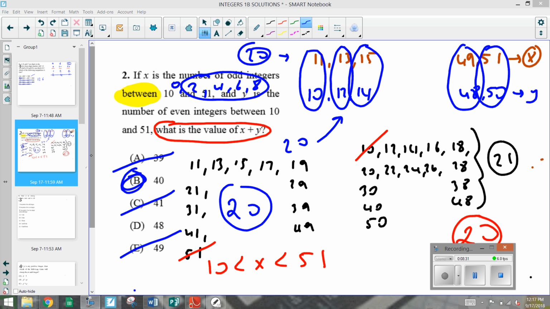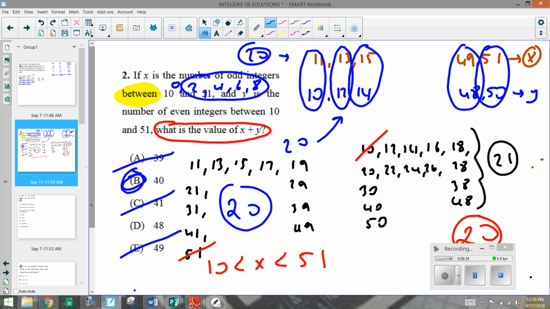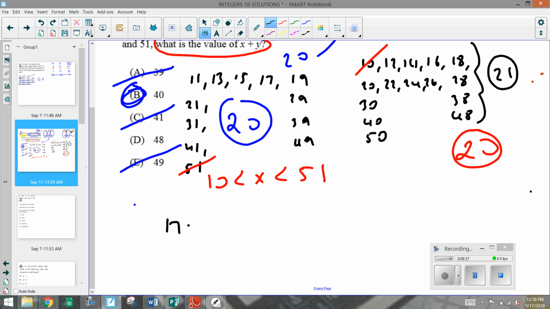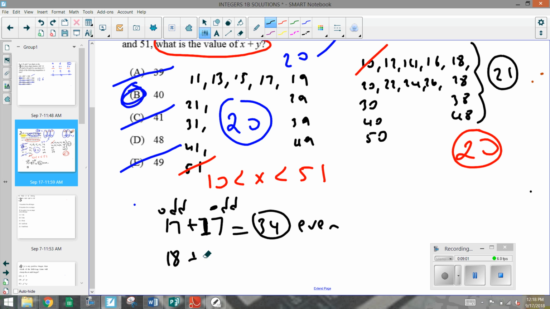Let me clarify this portion a little bit more. For example, 17 plus 17 is equal to 34. As you see, this is even. 17 is odd. Even though 17 is an odd number, when you add two odd numbers, the result is going to be even. Let's say 18 plus 18, even plus even, going to be still an even number. That's why I cross out two odd numbers. Now two answer choices left.